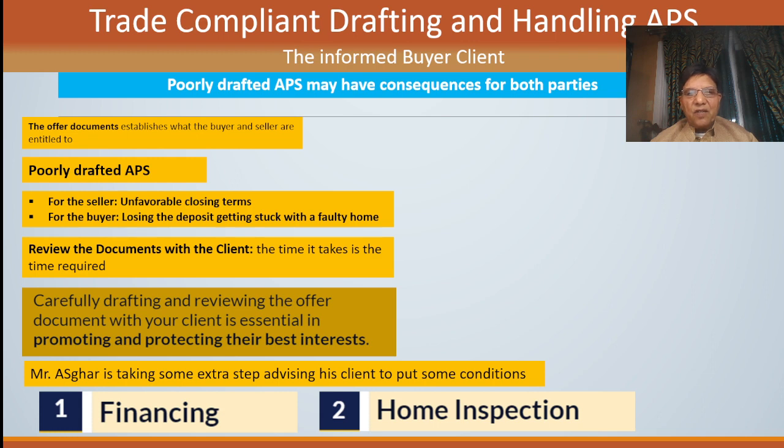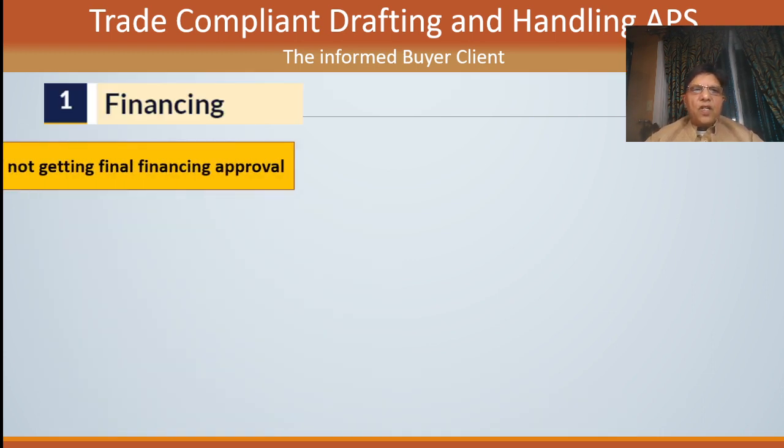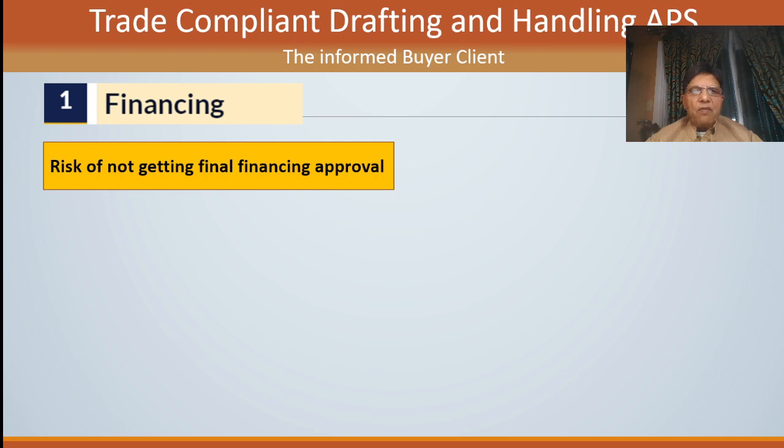Because if they are not there, and at the end of the day something happens and it goes to court or some other dispute, and your client says that they were never explained about these things, you will be in trouble. But if they are there in the contract, struck out with initials, and your client has initialed them, then you are safe. So what is the finance condition? Why do we have it? Because of the risk of not getting the final financial approval.